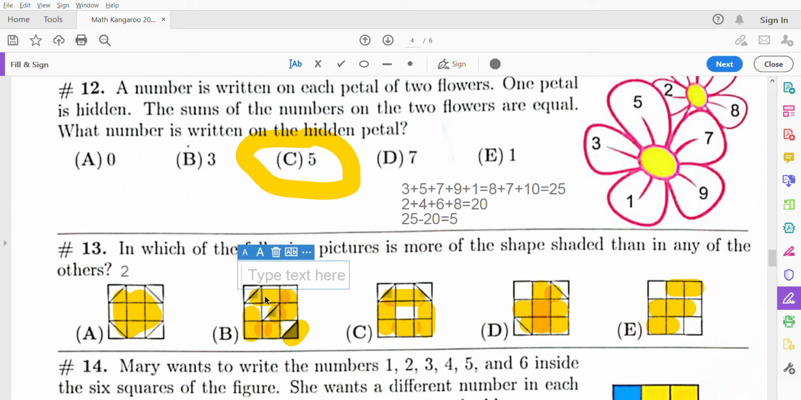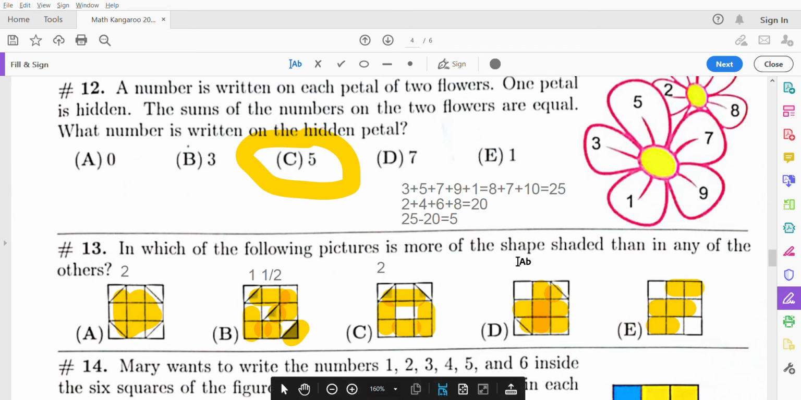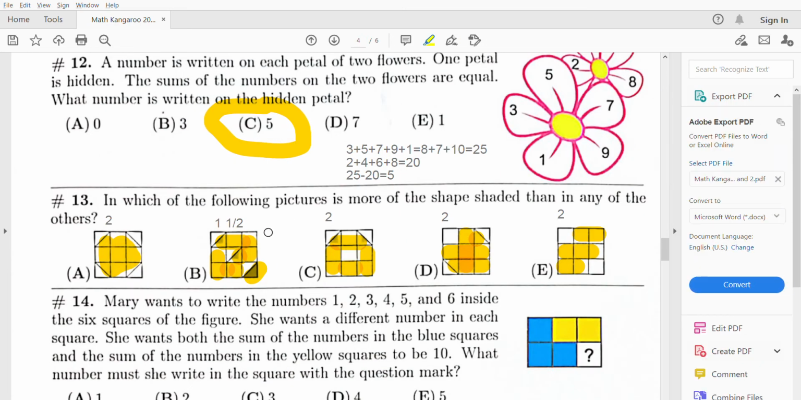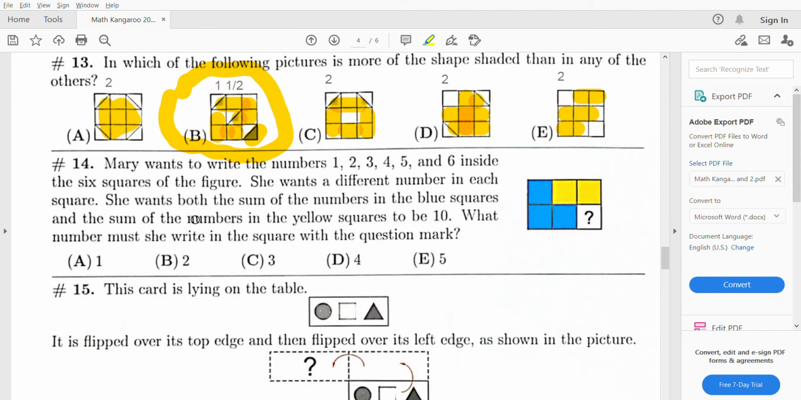Now B has half plus half plus half. We can simplify this to 1 and a half. Next, C. C has half, half, and a whole. So half plus 1 is equal to 2. So we can simplify half plus 1 to 2. This one, 1 half half. 1 plus half is also equal to 2. Now E has 1 plus 1, which we all know is equal to 2. So as you can see, every other one except B has 2. So that's why the answer for number 13 is B, because it has 1 and a half, which is less than 2.